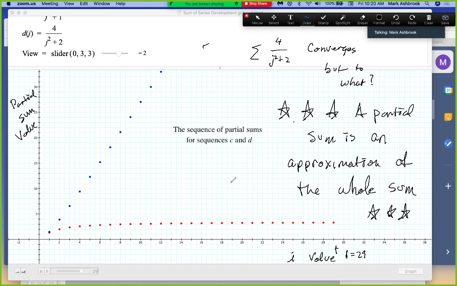And then which partial sums are the best approximations? Or what partial sum is a better approximation? The larger, the better. Right, the further down in the list. So the greater your value of I is, the better the approximation is because you have more terms included from the series. So as I increases, the partial sums become better and better approximations of the whole sum.